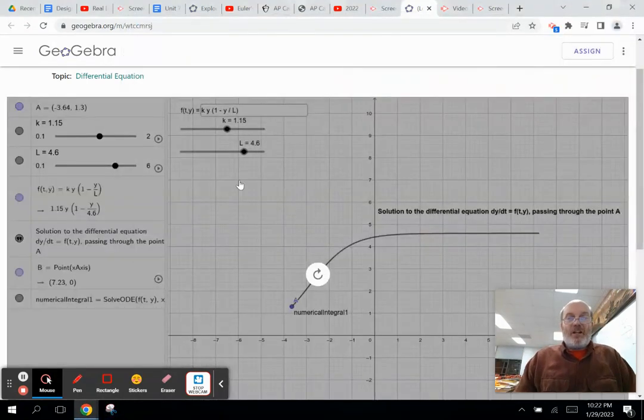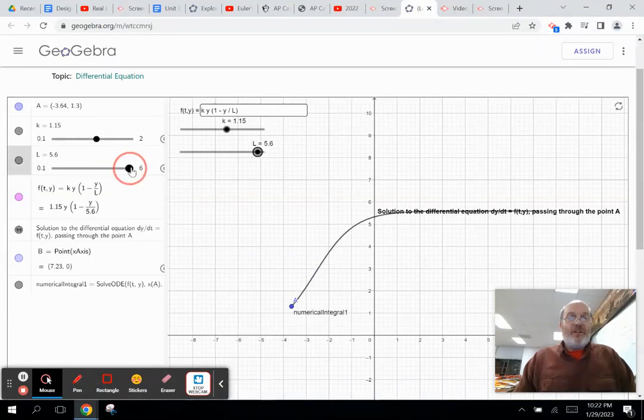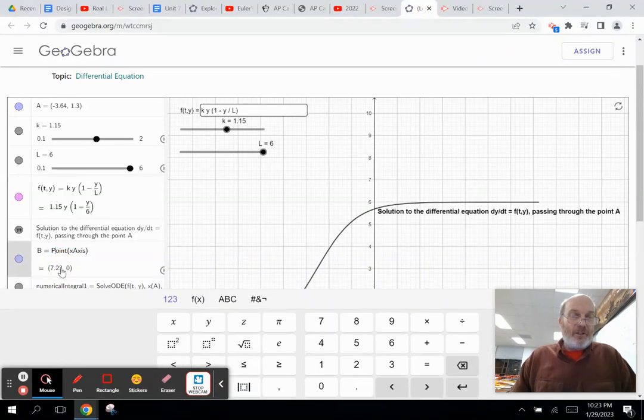But let's set the carrying capacity at 6 here. And that's just this logistic function cannot grow above 6. It can't get to 6 technically, but depending on where our first starting point is, in this case we've got A at negative 3.64, and that's 3. It's going to show you to the right. I wish it would show you both ways. We can kind of do that by moving B. But this graph on this template, or this applet, will only go in one direction.